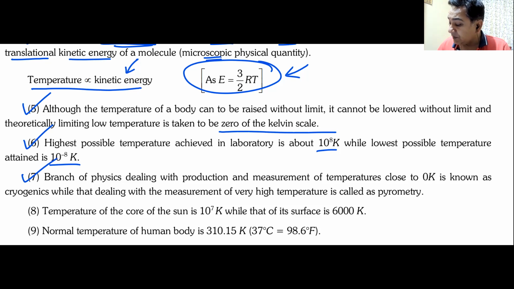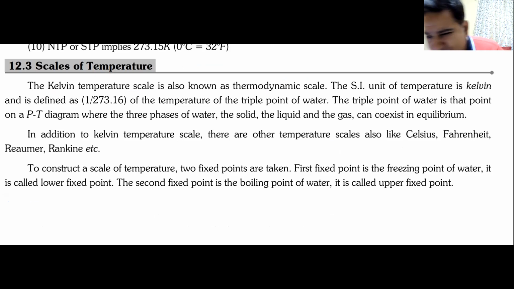The branch of physics dealing with the production and management of very low temperatures is known as cryogenics, and the higher side is known as pyrometry. This is just for research purposes. Temperature of this, temperature of that, is of no use. This is just for bringing up the topic. No one is going to ask you this. Forget about this. Now the next thing that we have to understand is the scales of temperature.